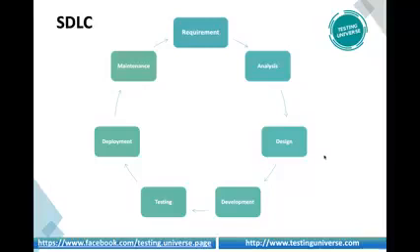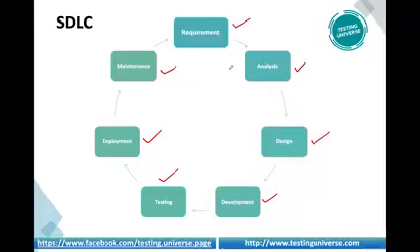You can see here in this diagram, these are the different phases which are involved in developing a software. So what are these phases? The first phase is requirement phase. The second phase is analysis phase. Third phase is design phase. Fourth phase is development phase. Fifth phase is testing. Sixth phase is deployment. And then seventh phase is maintenance. We'll understand about all these phases in detail, right?